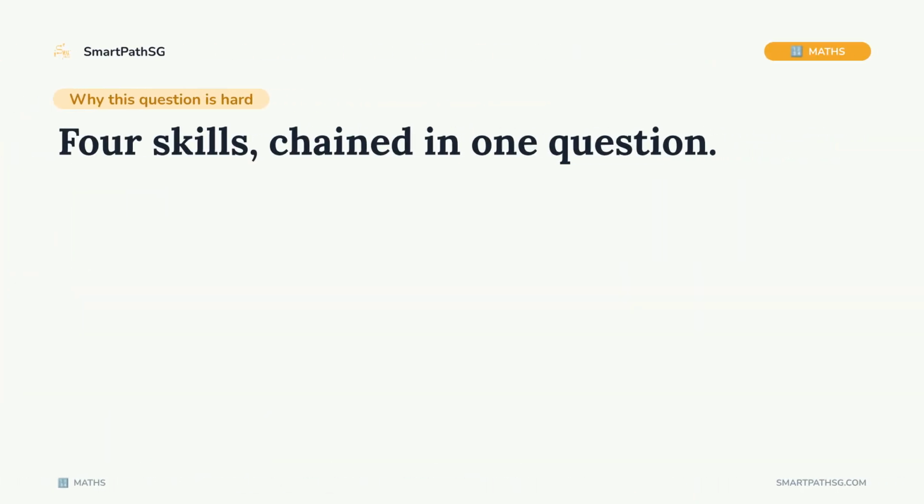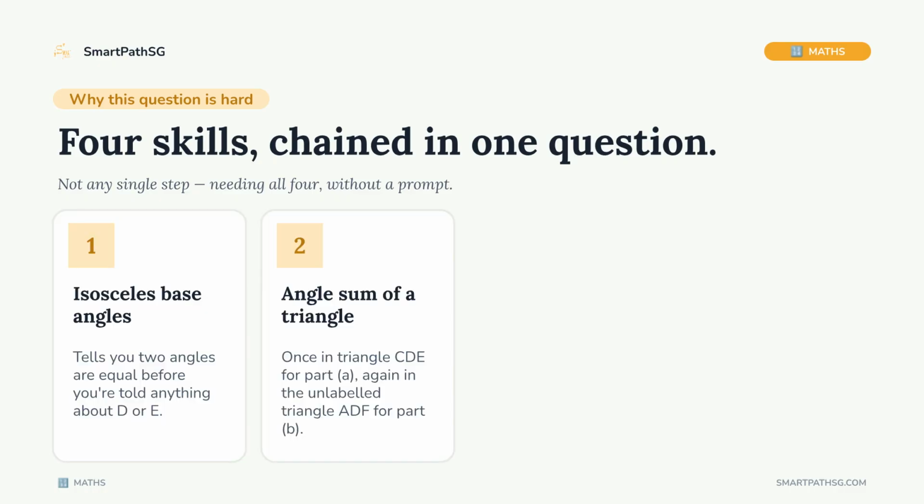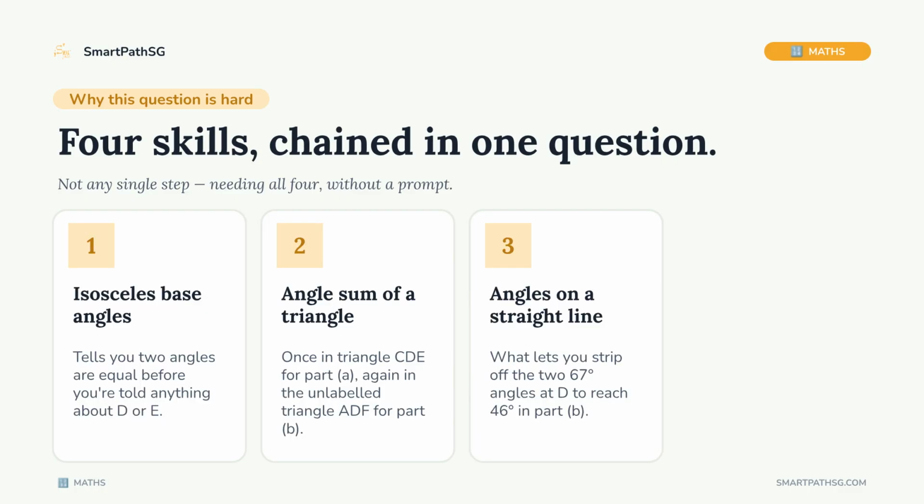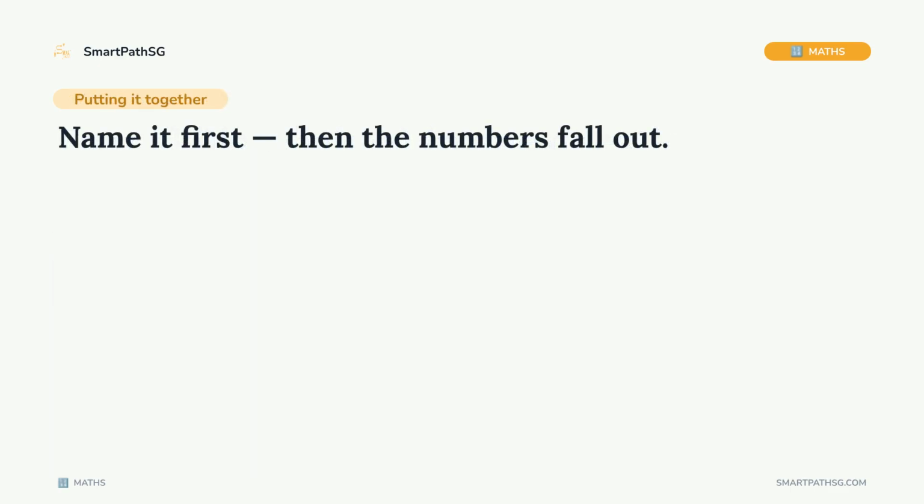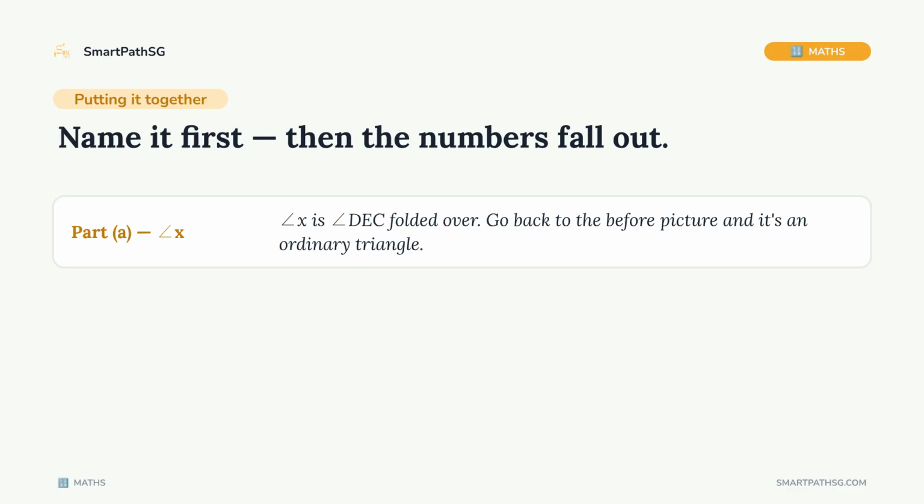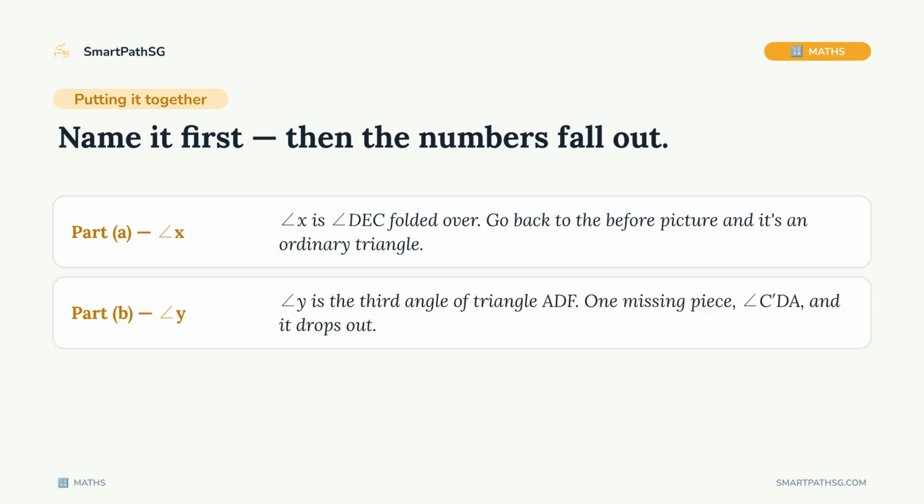So why is this question hard? It requires you to reason through 4 skills without a prompt. Isosceles base angles, the angle sum of a triangle, angles on a straight line, and recognizing what a fold preserves. Lastly, putting it all together. In part A, angle X is angle DEC folded over. Go back to the before picture and it becomes an ordinary triangle. In part B, angle Y is in triangle ADF, and once you have angle C prime DA, it is solved.